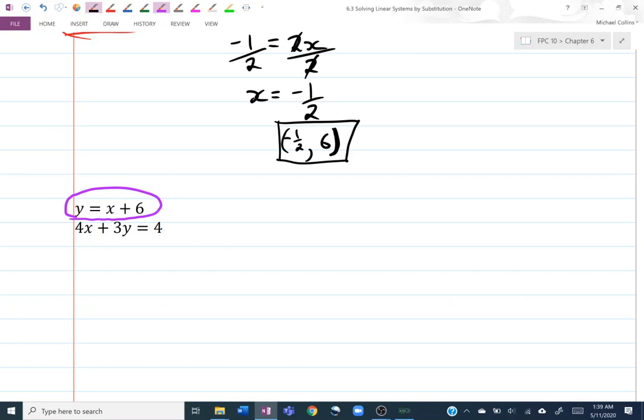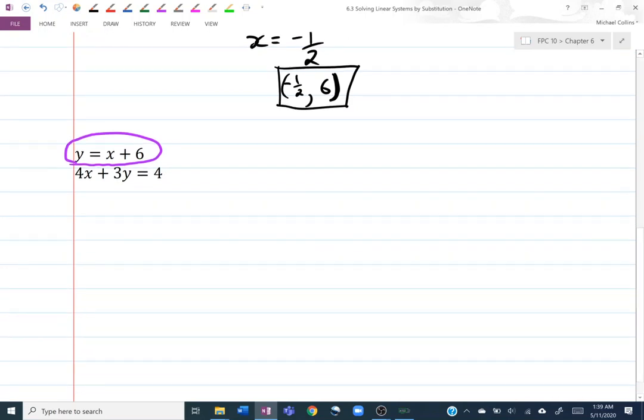So I can take this and I can substitute it into my second equation. So I have my 4x plus 3, and instead of y, I am going to write x plus 6. And that's going to be equal to 4. And now I have quite a bit of algebra to do.